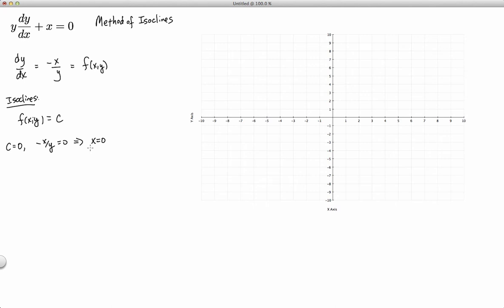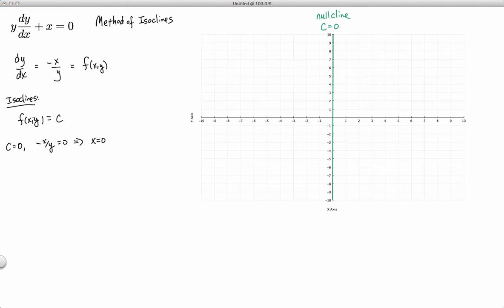Now, x equal to 0 is the y-axis. So this is a vertical line. And so let me draw in the vertical line. I'll do my isoclines in, let's say, green here. Drawing a vertical line, there's my isocline corresponding to c equal to 0. Now, the c equal to 0 isocline is a very important isocline. It's called the nullcline. We'll talk more about nullclines later in the semester, but this is a good start.